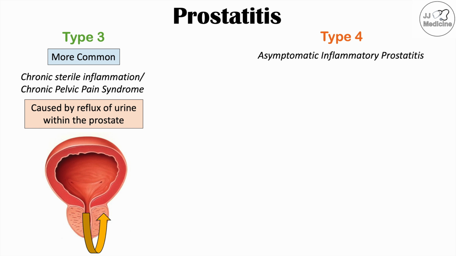Now, there is also a type 4 prostatitis. This is asymptomatic inflammatory prostatitis. Because it is asymptomatic, there are no symptoms. So there may be some mild inflammation within the prostate gland, but there are no symptoms. So I'm not going to talk about type 4 prostatitis in this lesson. I'm going to talk about the other types.